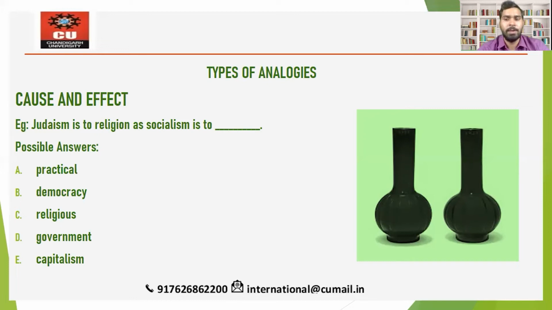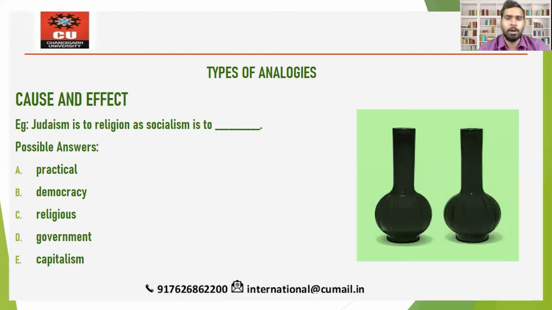Now, if you look at the question, you can clearly establish a connection between Judaism and religion, because Judaism is a type of religion. So to solve this analogy, you will have to determine what category socialism falls in. If you clearly observe, the correct answer in this case is option D, government, because socialism is a political system of communal ownership. The answer for this particular question becomes D, government.